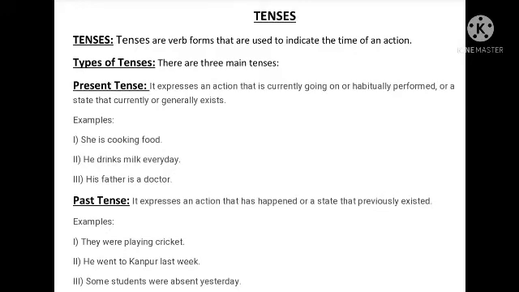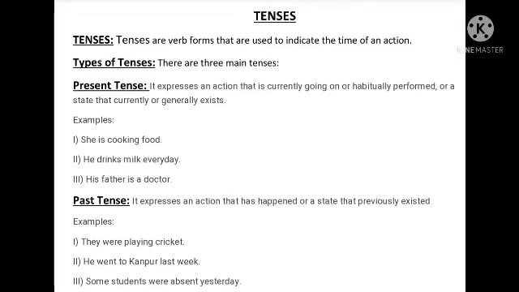What are tenses? Tenses are verb forms that are used to indicate the time of an action. How do we decide the tense of a sentence? How do we come to know in which tense a particular sentence is? By seeing the helping and main verb, we can decide the tense. Types of tenses. Tenses can be divided into three parts, three types: present tense, past tense and future tense.